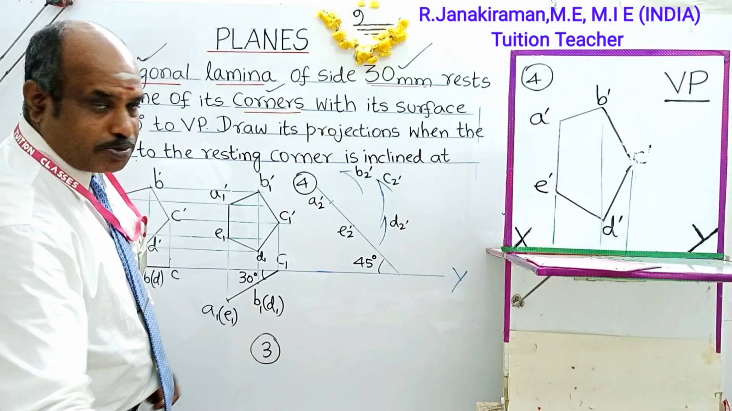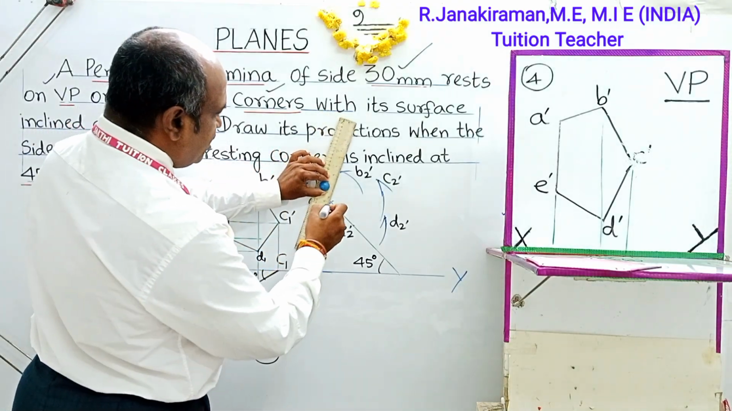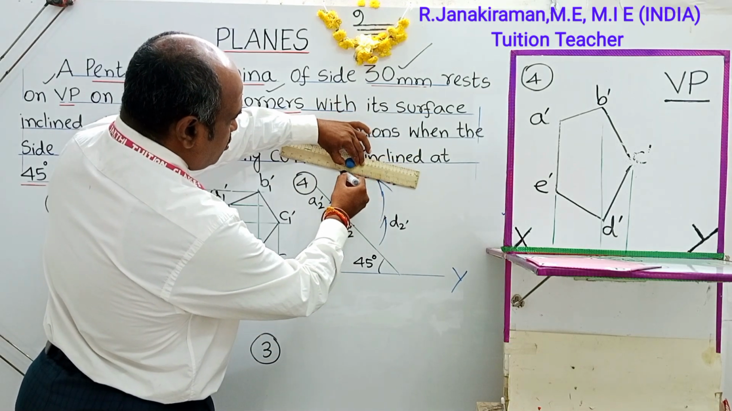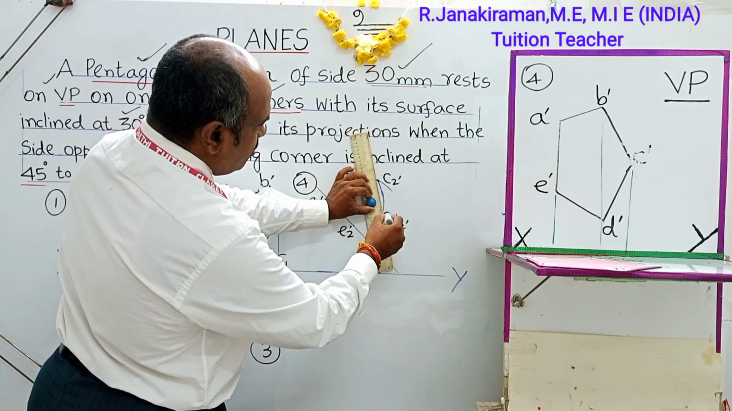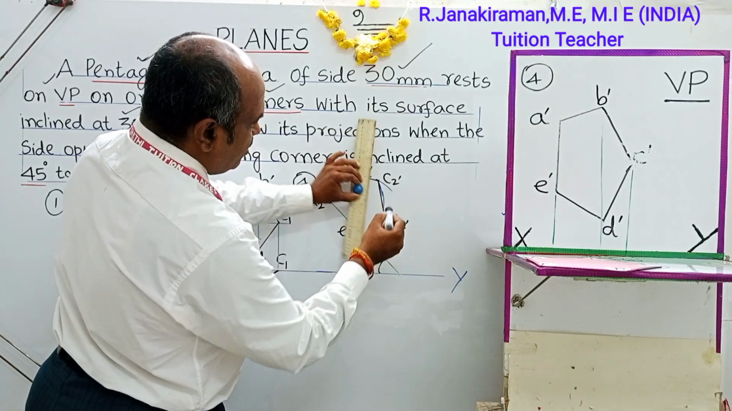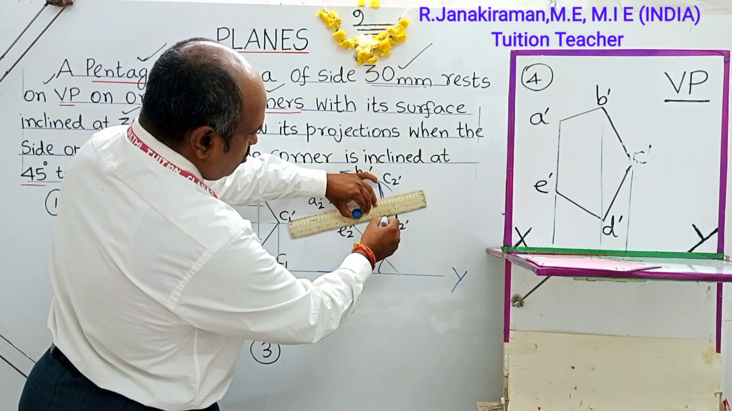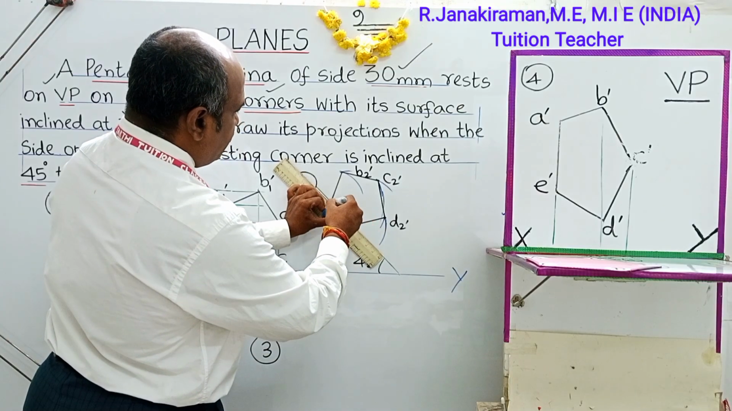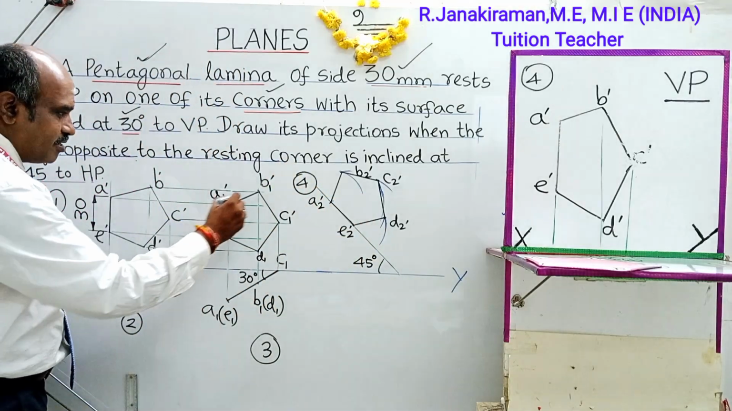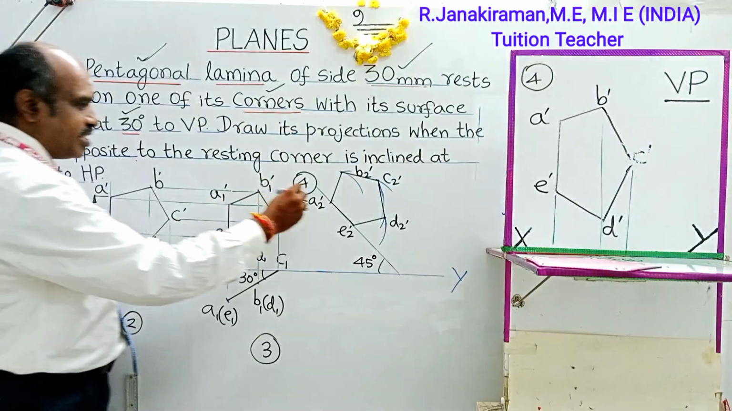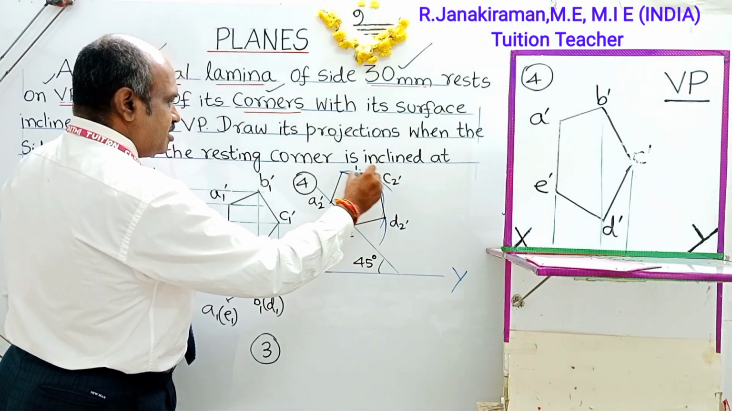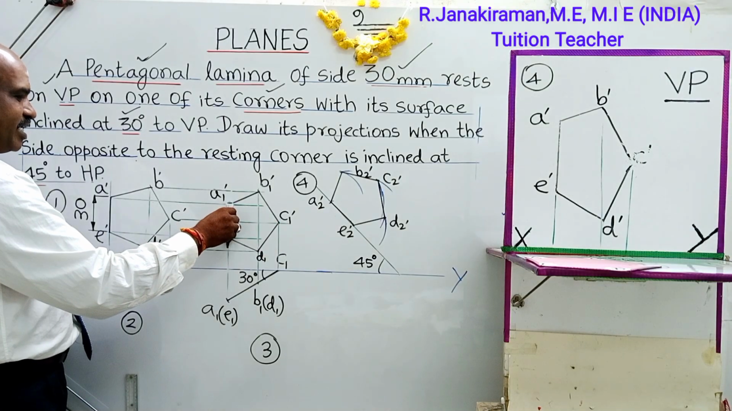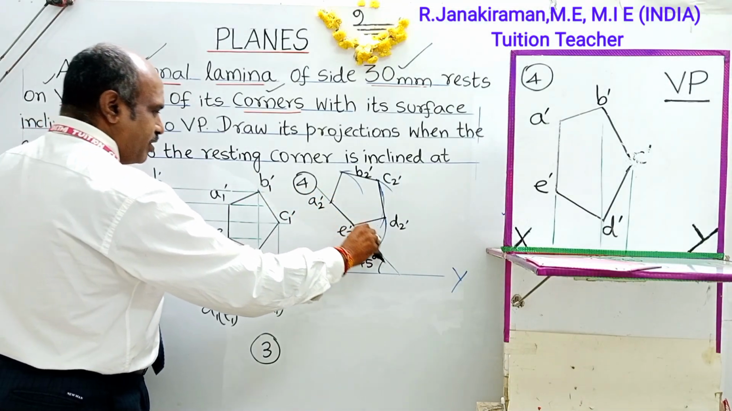Okay. Join all those points using a freehand scale, using an HB pencil: A with B, with C, with D, with E, with A. From this diagram, the same shape and same size is copy pasted here. Instead of the edge AE opposite to the resting corner being vertical, here it is inclined at an angle of 45 degree to HP.